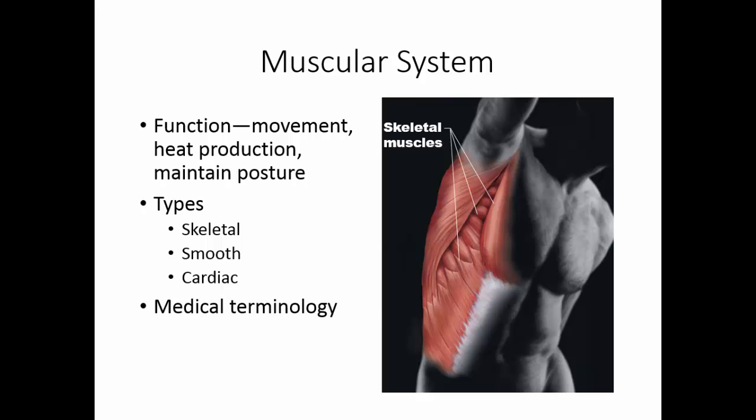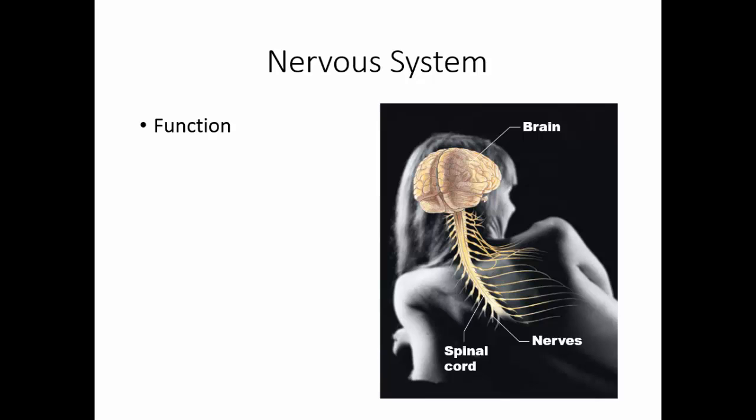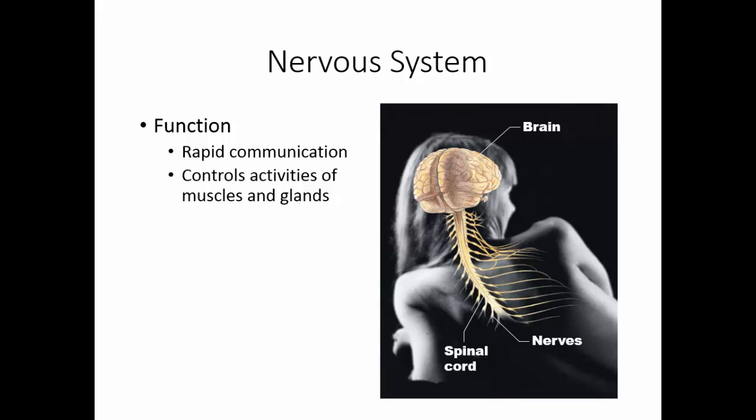Some terms that help you with the muscular system are myo or musc, that means muscle. And sarco means flesh. Now, most of the flesh of your body is your muscle, so sarco also means muscle. The nervous system functions to rapidly communicate with parts of your body. It's composed of the brain, the spinal cord, and the nerves. It controls the activities of your muscles and glands, but this is a pretty instantaneous control. Some terms that help you in the nervous system are neuro, which means nerves.